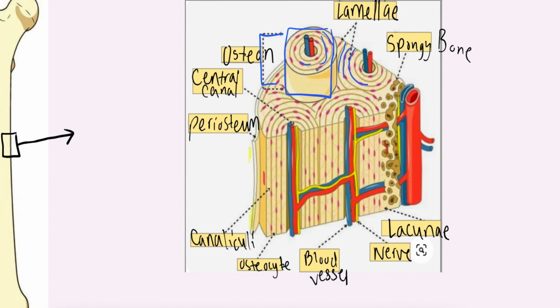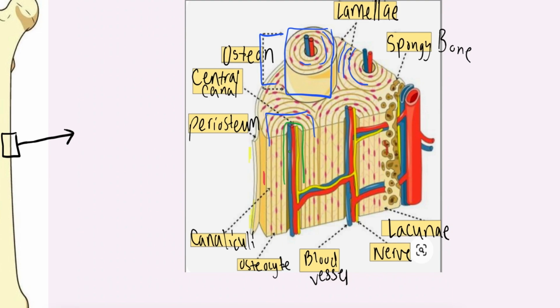Now, at the center of each osteon is a central canal. So here we have another osteon, and in the center of that osteon, we have a central canal. This is your central canal that I am labeling here in green. This consists of your blood vessels and nerves. This canal contains nerves and blood vessels, which service the bone cells within the osteon.